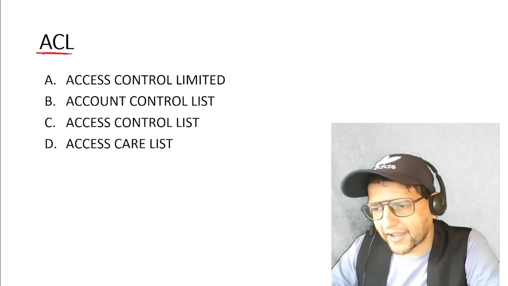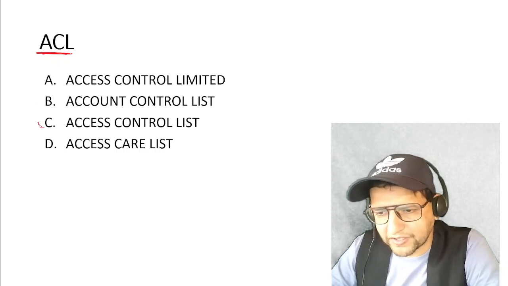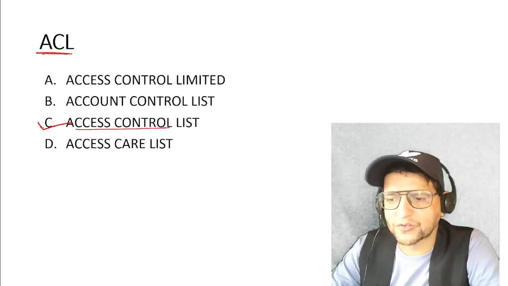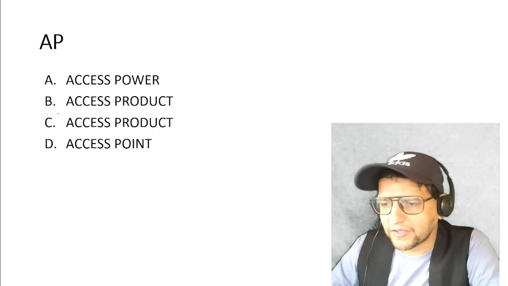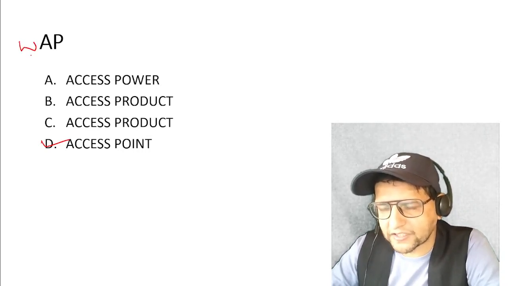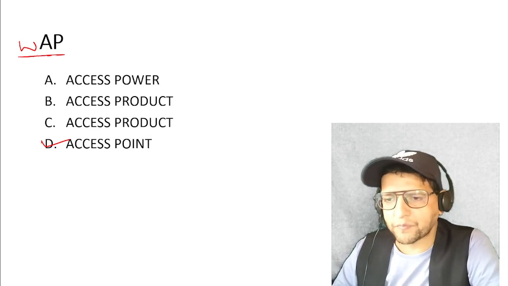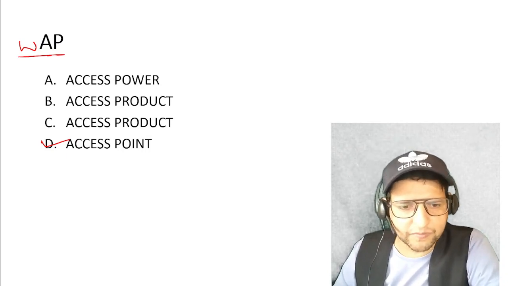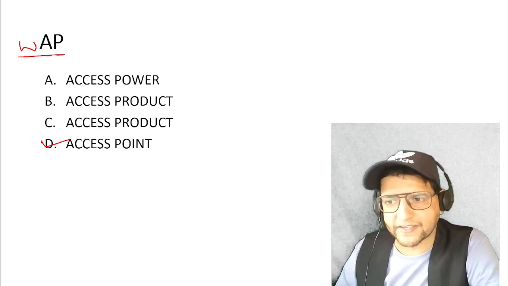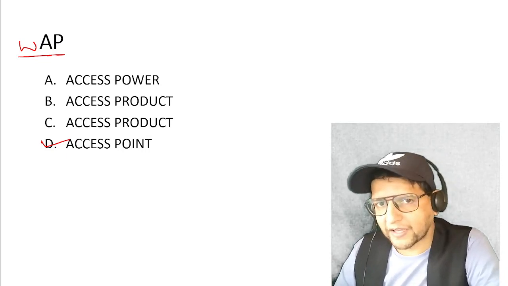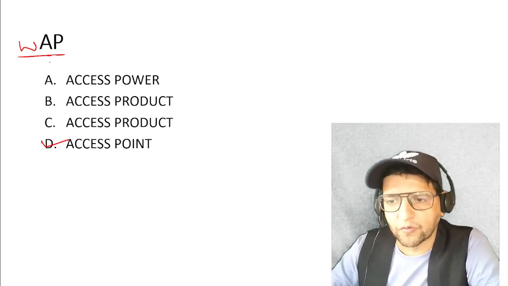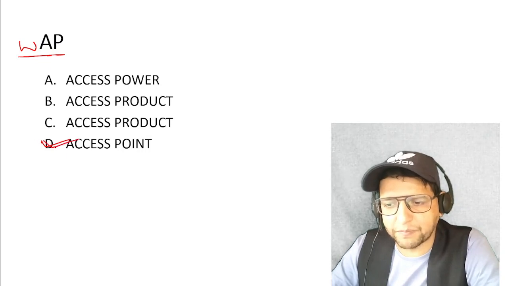ACL is your access control list. So this C is the right one. Access control list. ACL is your access control list. AP is your access point. So we also call it WAP, wireless access point. So why I am trying to explain those acronyms here, or why we need to know it, because in the question they will mention there's a scenario where there's a particular AP, so we need to understand what they are talking about. So that's where it becomes very important for us to understand these acronyms. AP is the access point.